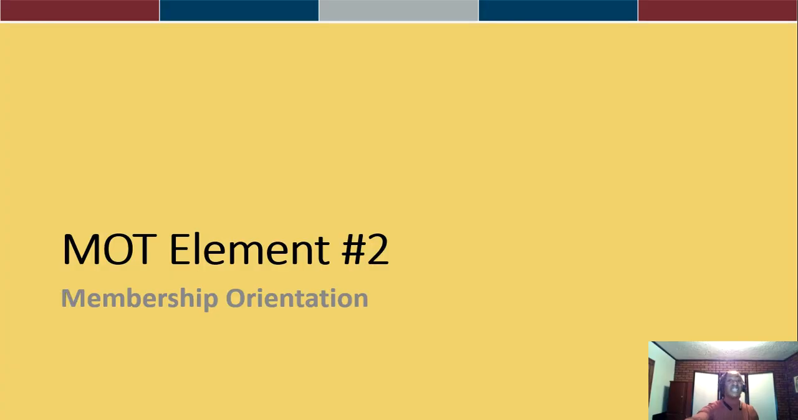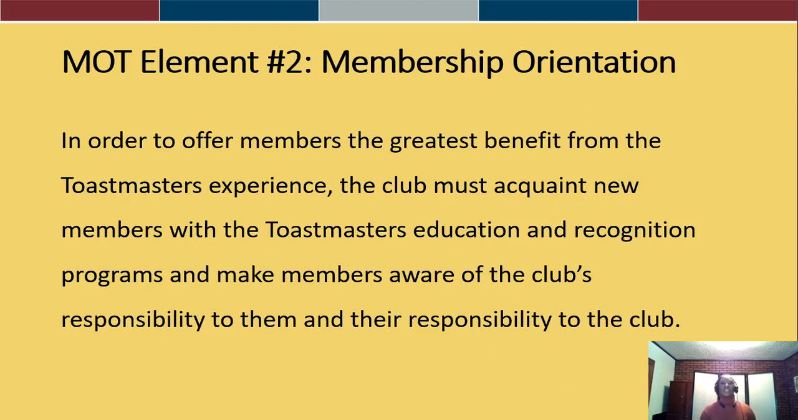Let's look at our next element for Moments of Truth, and that is membership orientation. Membership orientation, this is where you are able to offer members the greatest benefit from their Toastmasters experience, meaning your club must acquaint your new members with the Toastmasters Education and Recognition Program, as well as make your members aware of the club's responsibility to them and their responsibility to your club. Some members may have noticed how I stressed that last part of the statement. You're making your new members aware of their responsibility to your club as well.